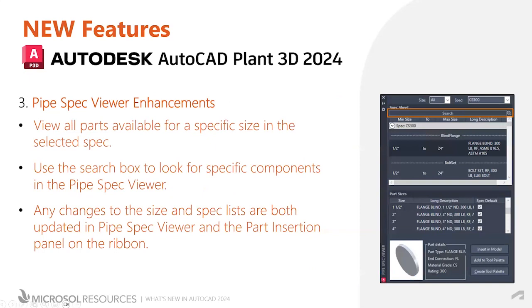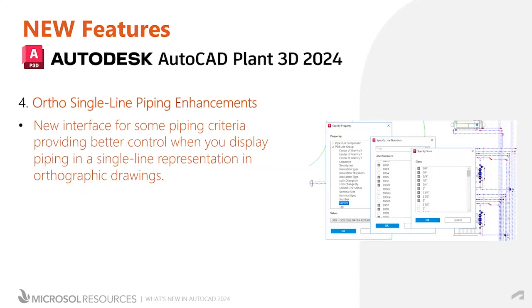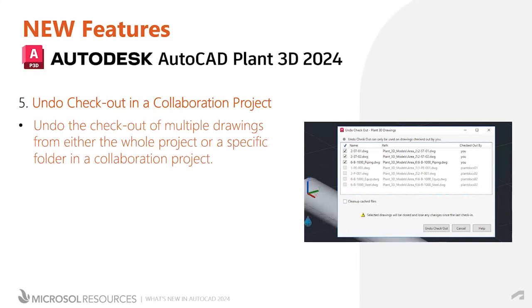We also have the pipe spec viewer enhancements, which allow us to view all parts available for a specific size in the selected spec and use the search box to look for specific components in the pipe spec viewer. We also have auto single line piping enhancements, the new interface for some piping criteria, providing better control when you display piping in a single line representation in orthographic drawings. And last but not least, we have undo checkout in collaboration projects. So now you can undo the checkout of multiple drawings from either the whole project or a specific folder when you're in a collaboration environment.